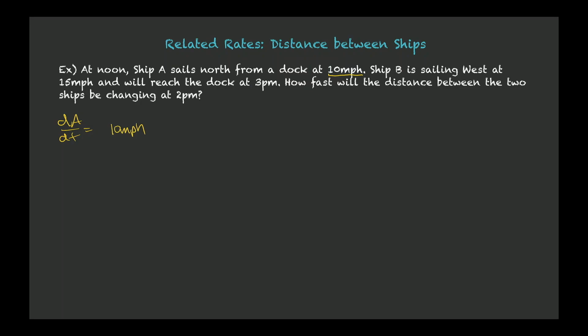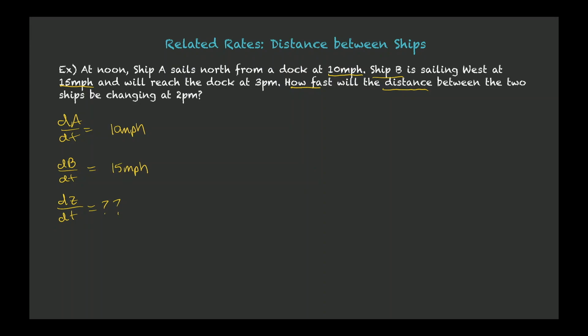Ship B is also sailing. It's at 15 miles per hour, so I'm going to represent that as dB/dt is equal to 15 miles per hour. And finally, the question in a related rate problem is always a rate of change as well. So how fast is the distance changing? I'm going to call that dz, z for distance, so dz/dt, and that's our question in this one. So again, our first key step is to locate the rates of change and express them as derivatives and just write them down.